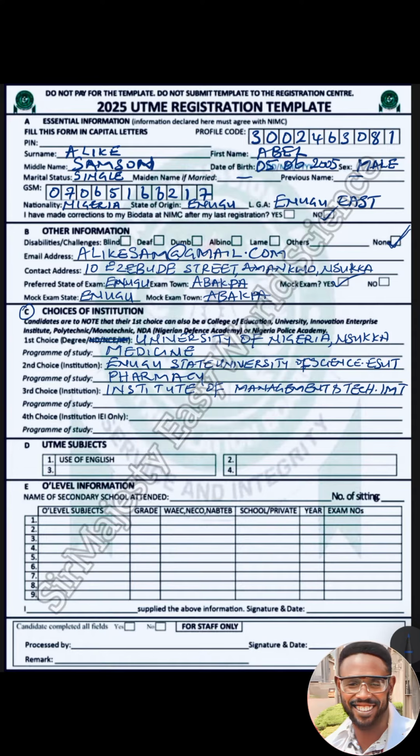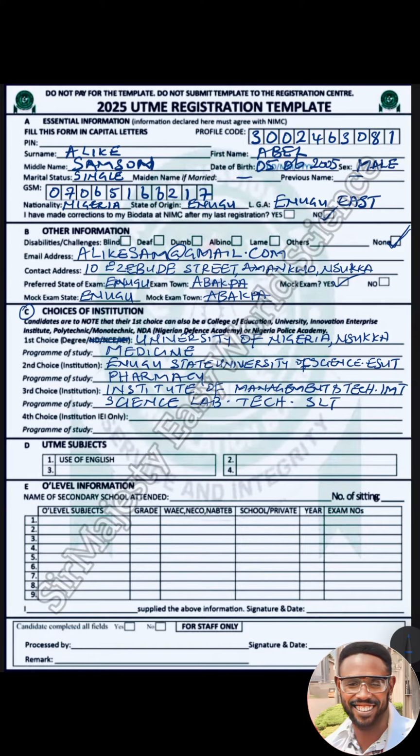Then for program of study, you can put science lab tech there, because the subject combination should be English, chemistry, biology, and physics. You don't need mathematics. That's SLT. So this is a one-way combination.